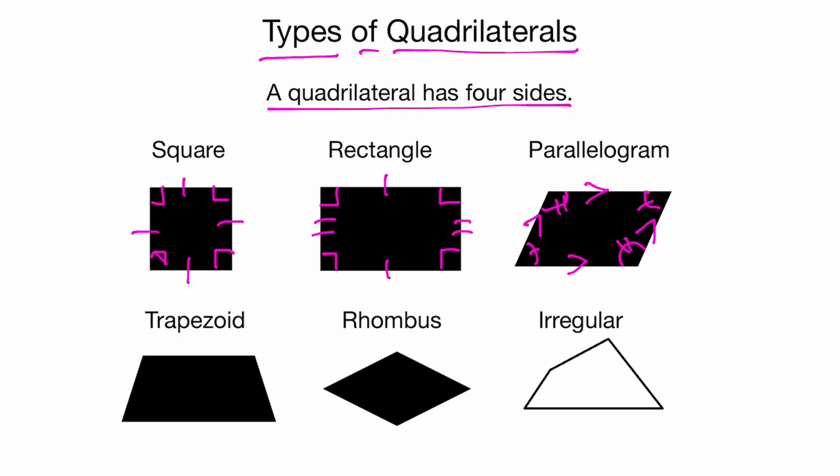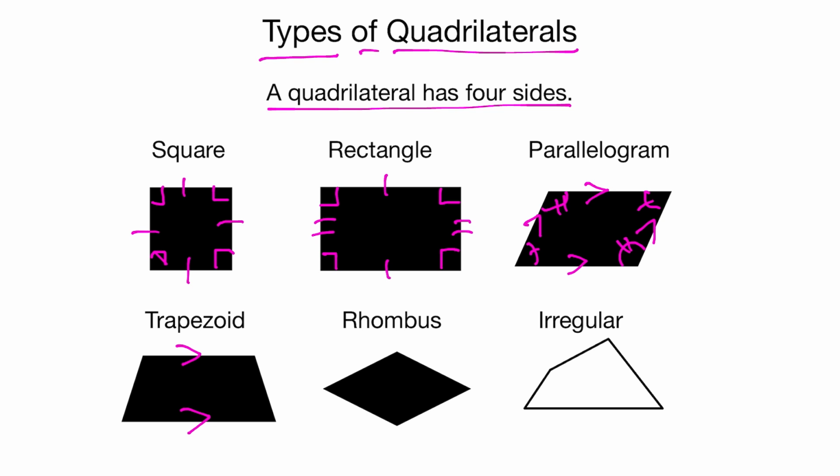Okay, a trapezoid. A trapezoid has one set of parallel sides. The other set of sides is not parallel to each other. So a trapezoid has one set of parallel sides.